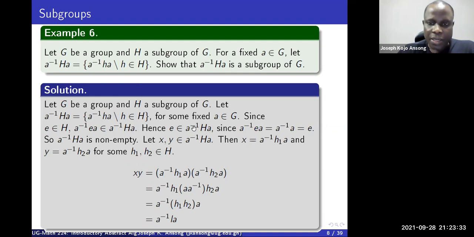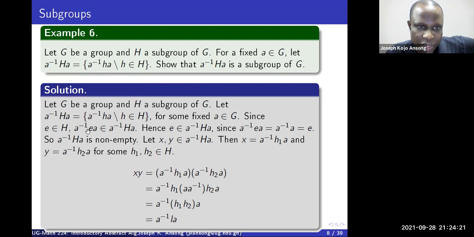Now, let H be equal to this. This is given to us in the theorem, for some fixed A in G. Now, since E belongs to H, and H is a subgroup of G, E is of course an element of H. I can pick any element in H and plug it in here. Now, E is an element of H, so I can put it here, and I'll get A inverse E A, which has to be an element of this set, because E belongs to H. Hope that is clear.